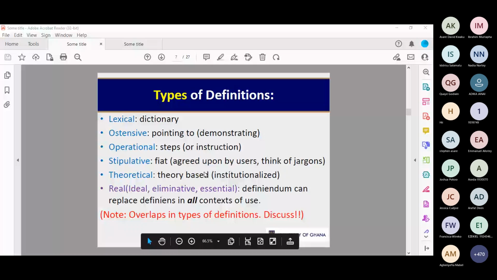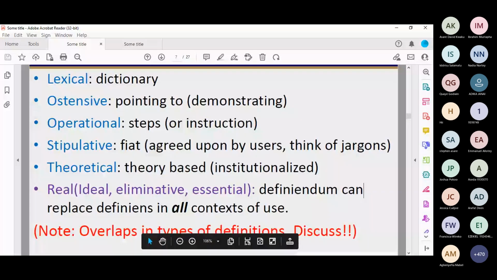All right. Now it took us to the types of definitions, which you are very well versed in, at least the lexical, ostensive, operational, stipulative, and theoretical. The last one that we wouldn't have gone through to the end would be real definition, or ideal definition, which is also called eliminative definition or essential definition. Look at one type of definition with several names.